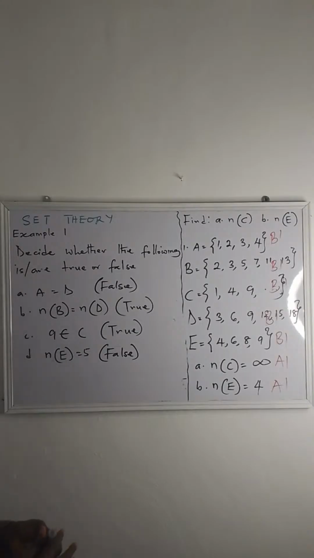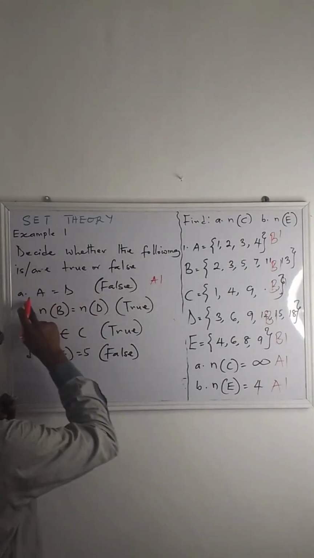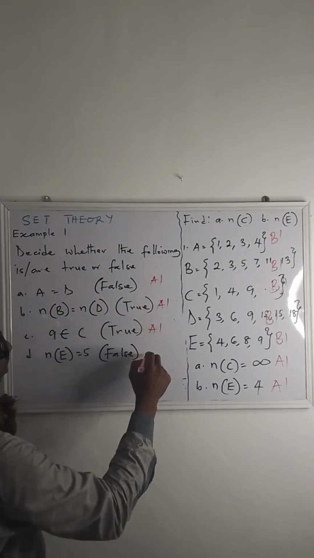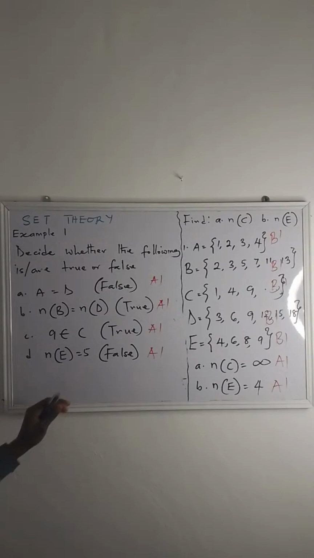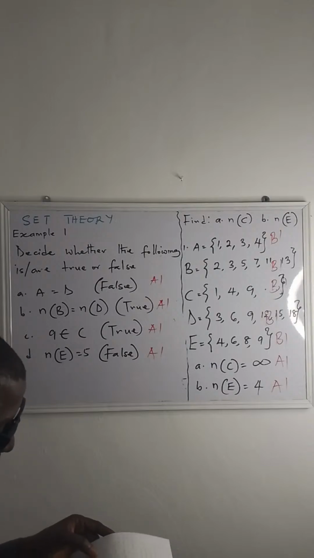For this question, we attract 1 mark for answering this correctly, 1 mark here, 1 mark here, and 1 mark. So we have 4 marks for this answer. All right, I want to believe you are learning.